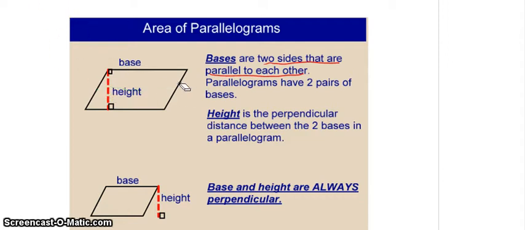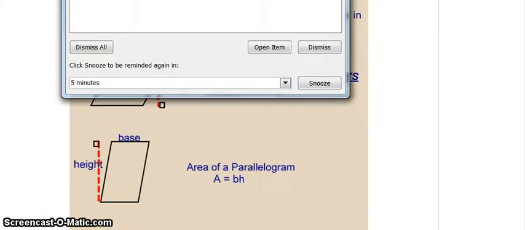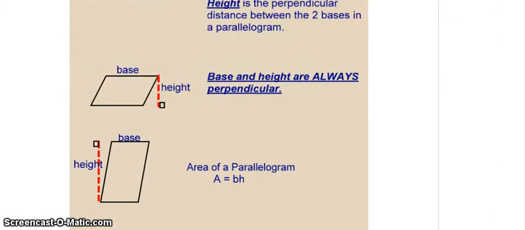Now a height could be drawn inside your parallelogram or outside your parallelogram. It doesn't matter. As long as that line is perpendicular to two bases, it is considered a height. So you can see here, this height is perpendicular to that top base and the bottom base. In the third picture, our height is perpendicular to the top base and the bottom base as well.